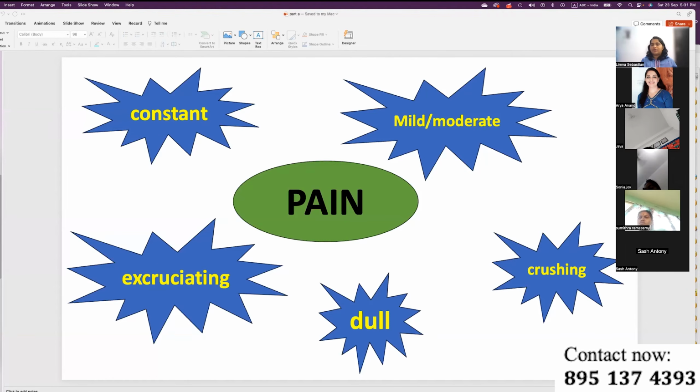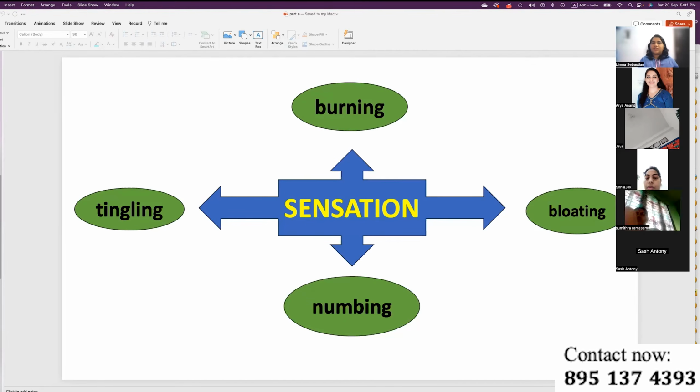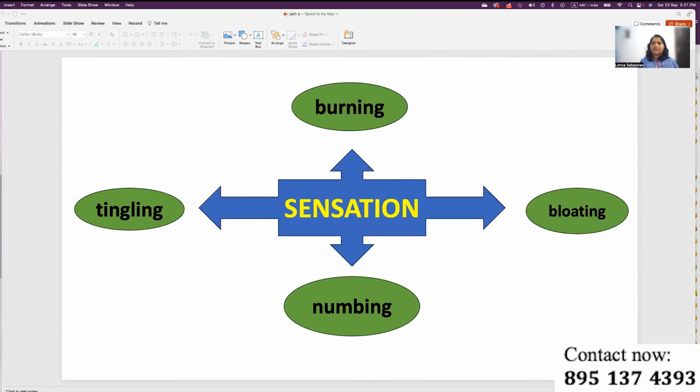Okay, because it's important: the patients always use layman's language. We should listen for that layman's language. They will not use medical terms or technical terms. So it's very important. I will show you another example. For example, sensation. For sensation also, we can say things like burning, bloating, numbing, tingling.